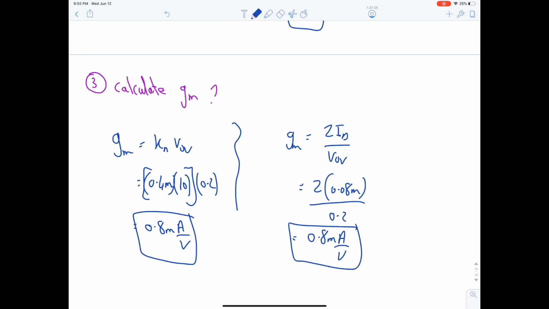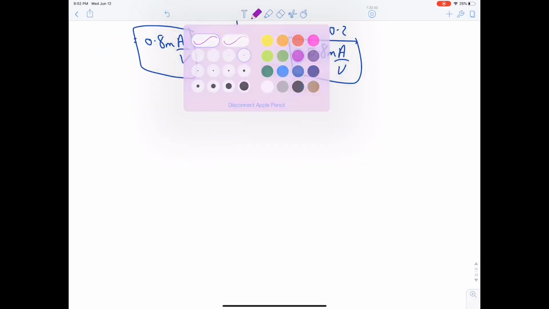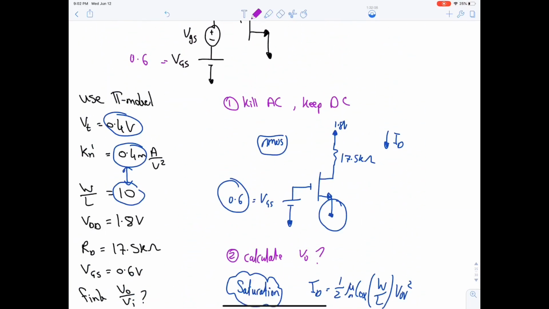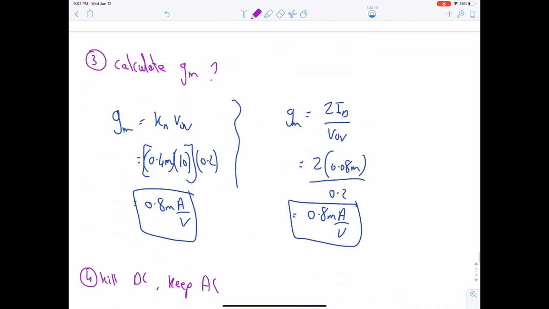Okay. Step number 4. Kill DC, keep AC. Now we have to remove the DCs and keep the ACs. The circuit will be like this.